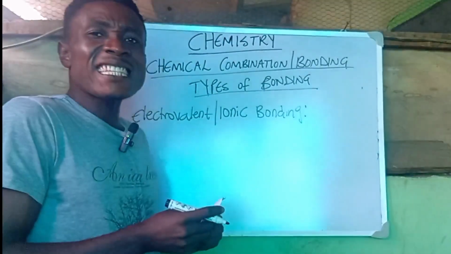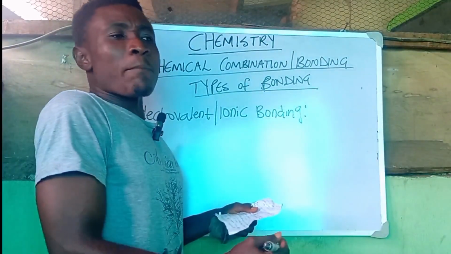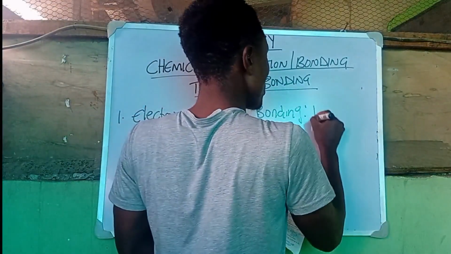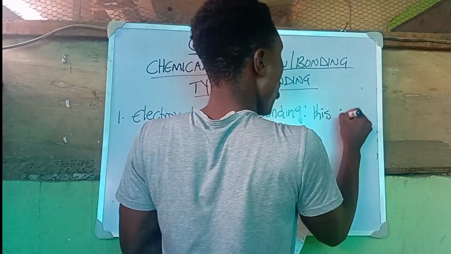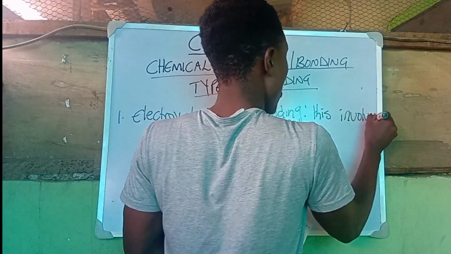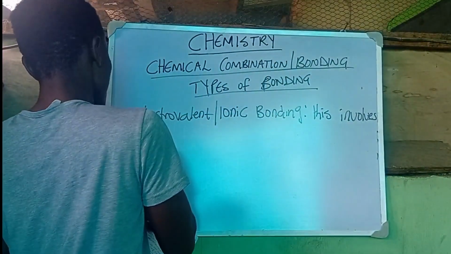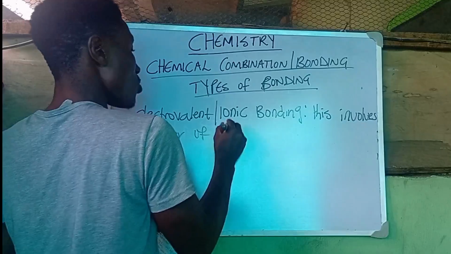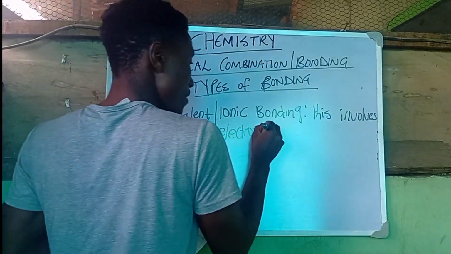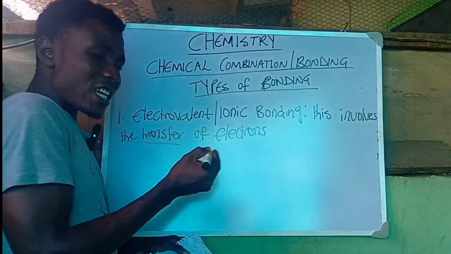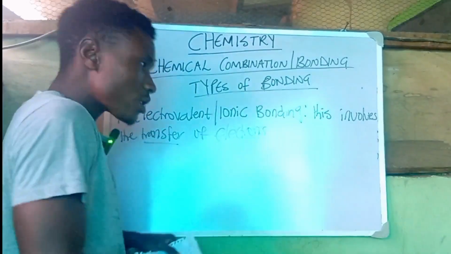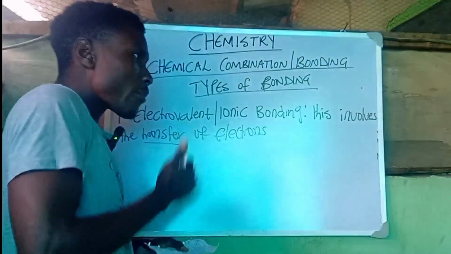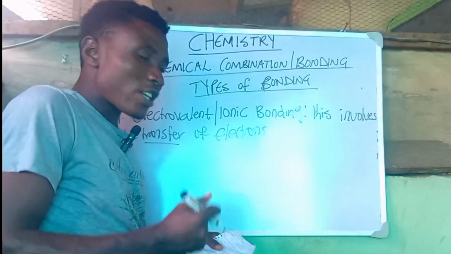Now this is a type of bonding that involves the transfer of electrons. Take note of what I am dragging, right? The transfer of electrons. Transfer here is the keyword when it comes to electrovalent or ionic bonding. It involves the transfer of electrons, right?